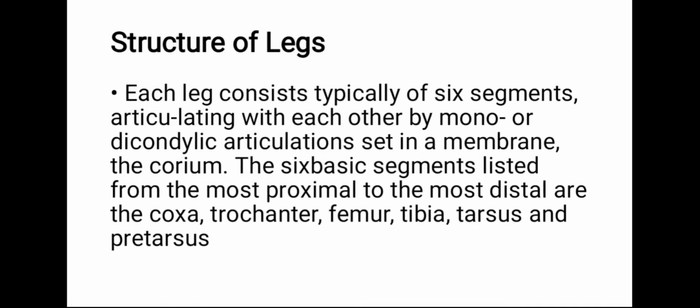Each leg consists typically of six segments articulating with each other by mono or dicondylic articulation set in a membrane, the corium. The six basic segments listed from the most proximal to the most distal are the coxa, trochanter, femur, tibia, tarsus, and pretarsus.